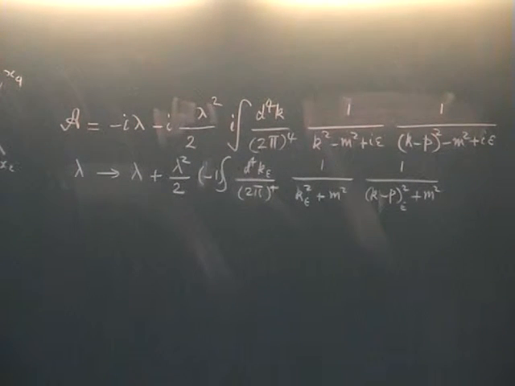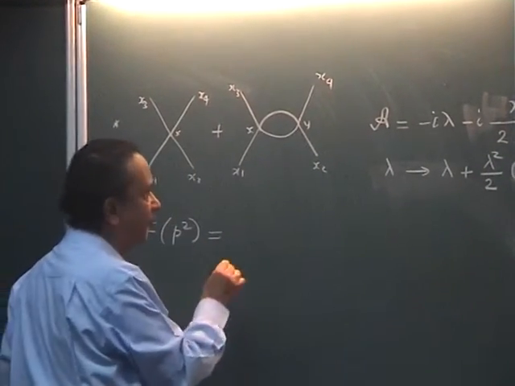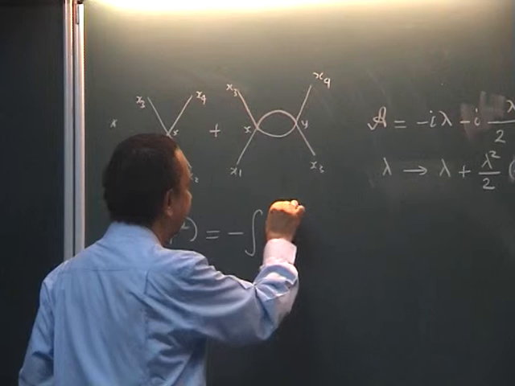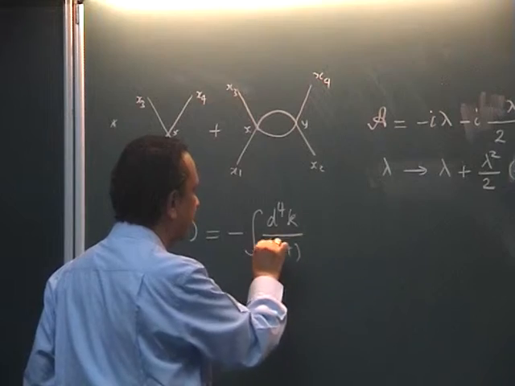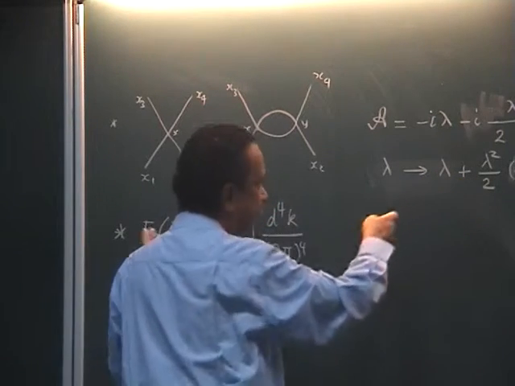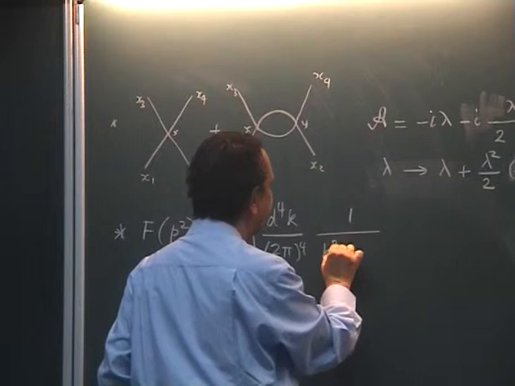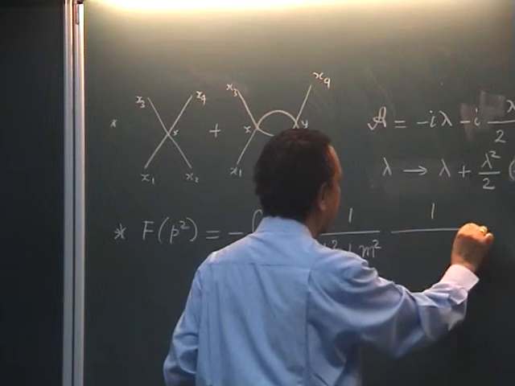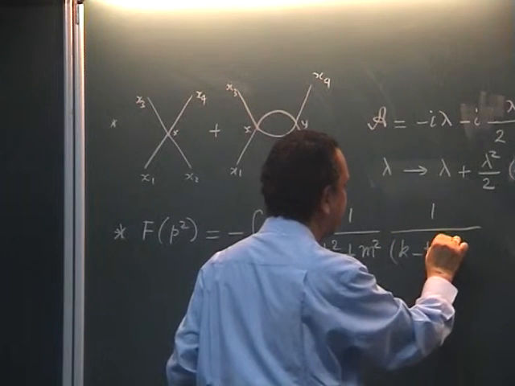So once we have the final answer, I can replace s by t and s by u and add the three terms together. So this f of p square is given by minus integral over d4k over 2 pi to the power 4. Okay, I will keep the other two constants. There is a lambda square by 2 which I am going to add only in the end, upon 1 by k square plus m square and then 1 by k minus p the whole square plus m square.